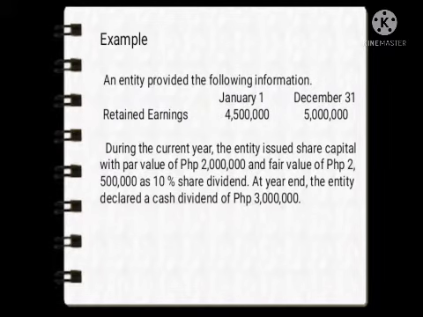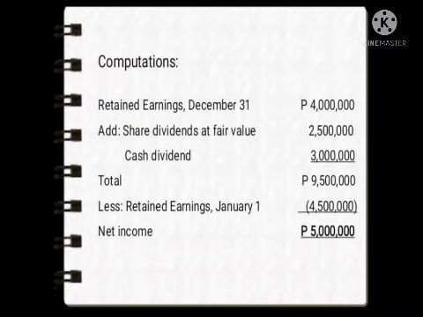Thus, computation. Retained earnings at December 31 is 4 million, add the share dividends at fair value, which is 2,500,000, and the cash dividend 3 million with a total of 9,500,000 less the retained earnings in January 1 is 4,500,000. So 9,500,000 minus 4,500,000 is equal to 5 million net income for the year.